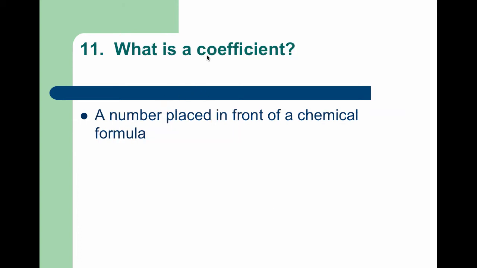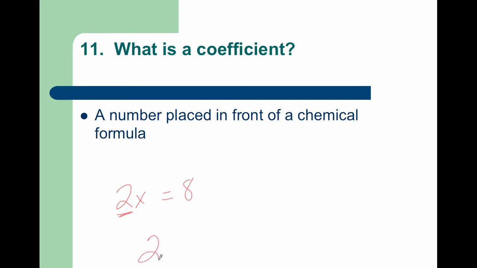Now, in math, you're going to use a coefficient. Okay, so if we're talking math, 2x equals 8. 2 is your coefficient, right? It's the number you put in front of a variable. Well, we can use the same thing in science. It's a number placed in front of a chemical formula.